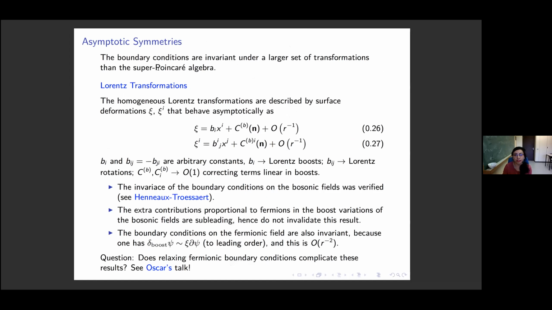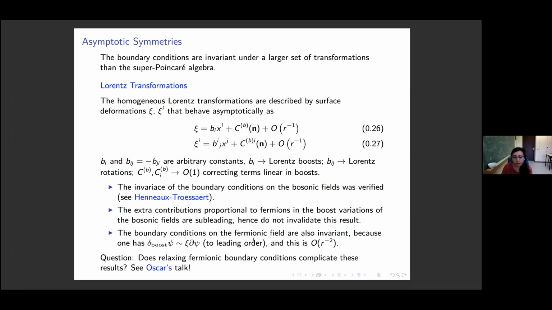Now we go to asymptotic symmetries. The boundary conditions are invariant under a larger set of transformations than the super Poincare algebra. So first of all, the Lorentz transformations. The invariance of the boundary conditions on the bosonic field was already discussed by Mark and Cedric in their work on pure graviton. Now, since we also have gravitino in the system, there will also be some extra contribution of fermions to the boost variations on the bosonic fields. But again, due to the falloff that we have imposed, those will be subleading and they do not invalidate their result. The graviton result holds as in the old case.